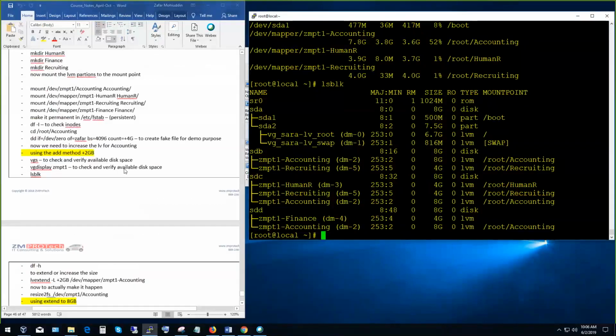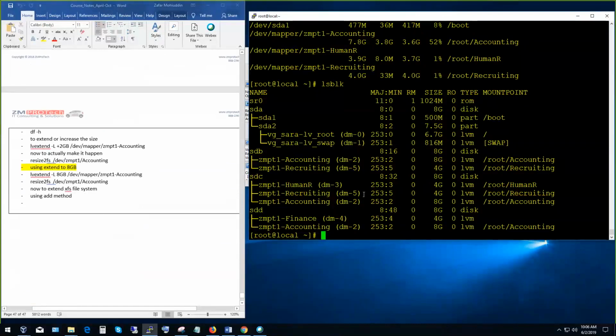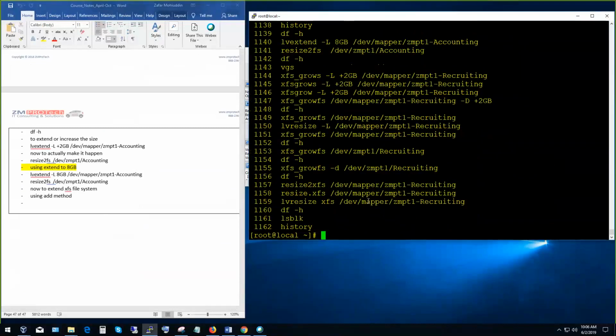Alright, so yesterday we got stuck extending the XFS. The problem was I was running the wrong command first. Okay, xfs_growfs, I ran that command later, not first. So we're trying to resize this, right? Alright, lsblk.